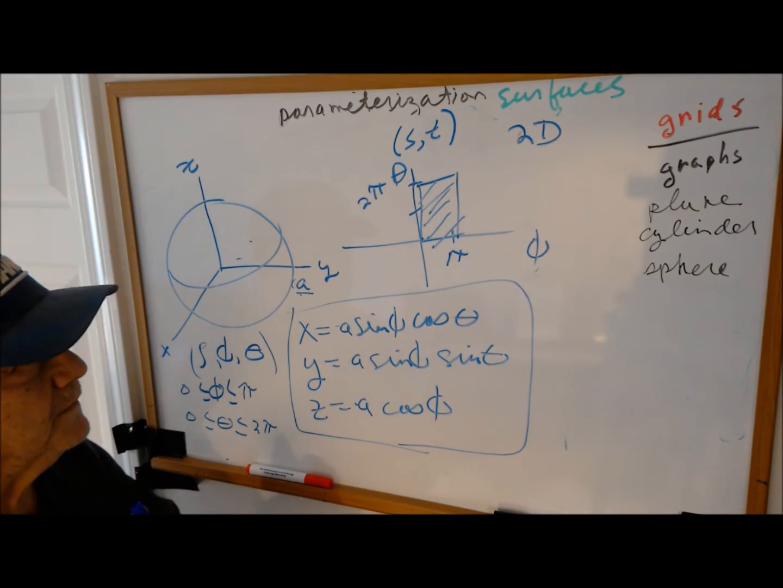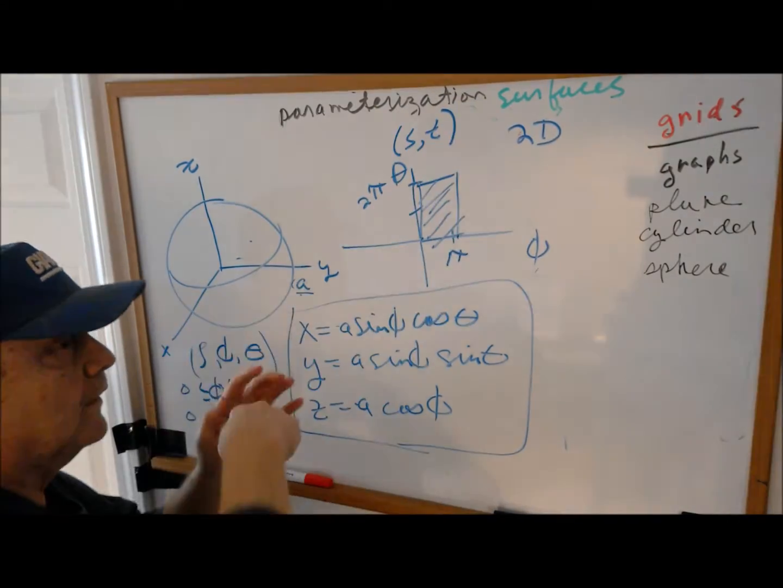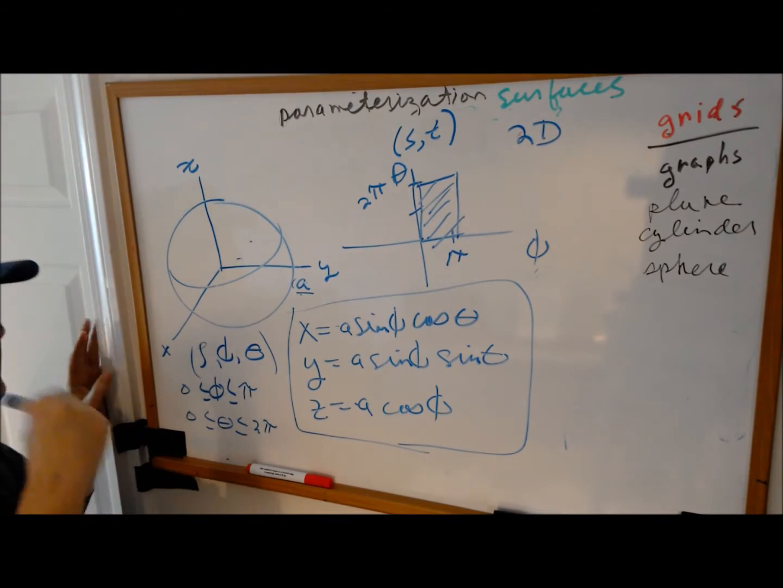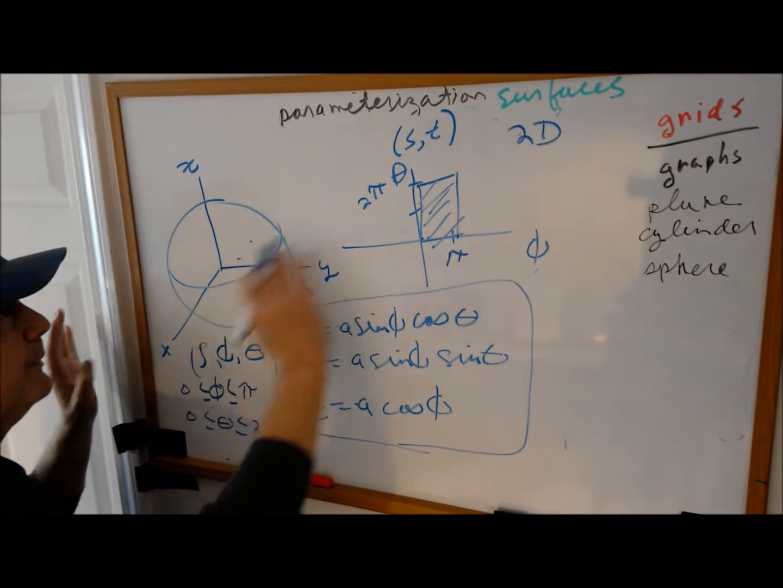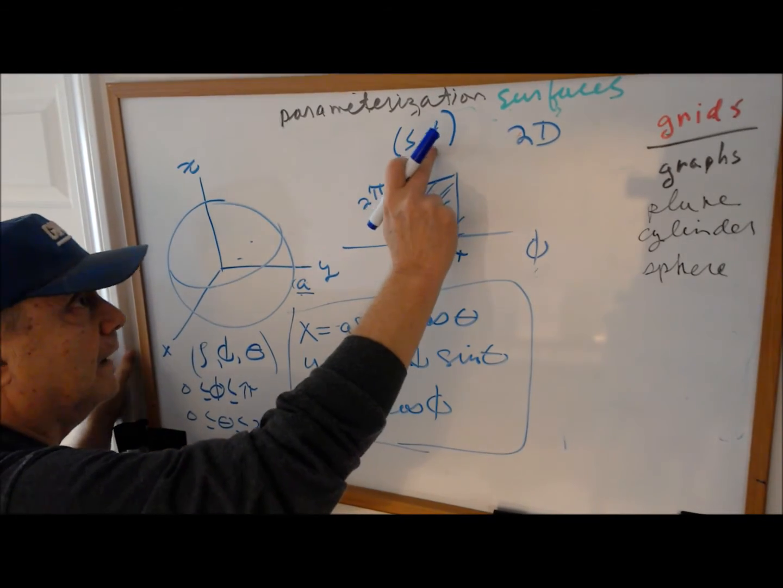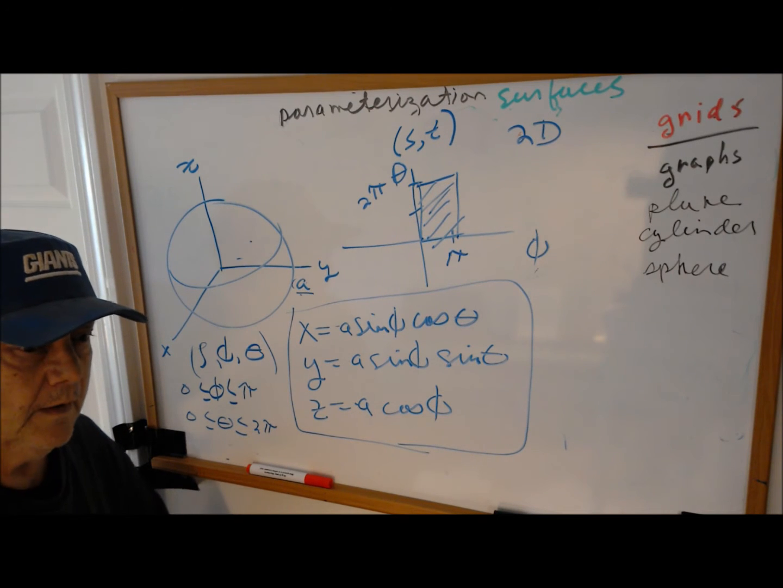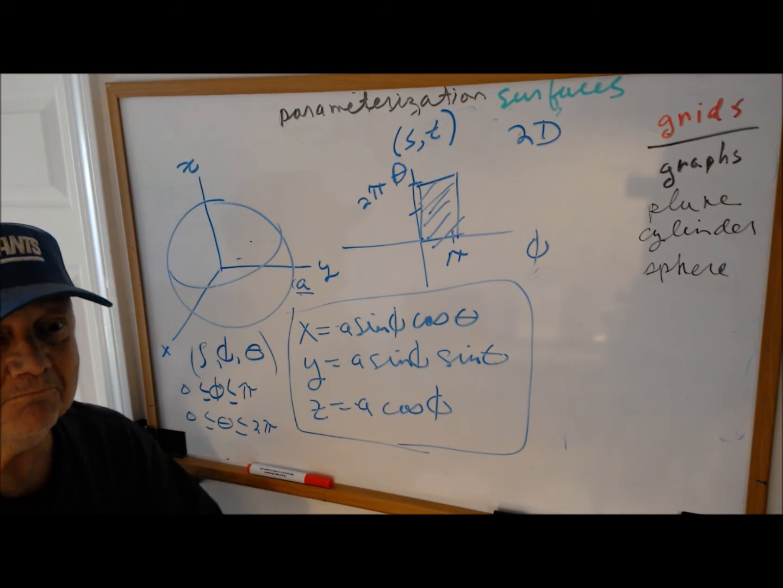Now, why is this important? Why do we parameterize at all? For curves in space, we parameterize to calculate line integrals. For surfaces, we parameterize with two variables to calculate surface integrals. And that's something we'll cover shortly. Thank you.